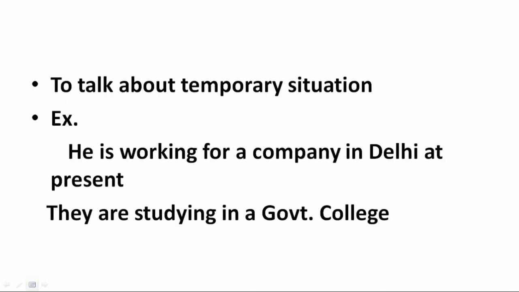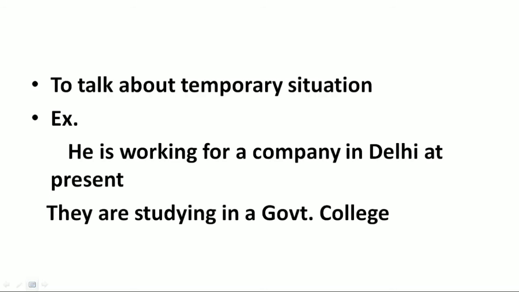The third usage of present continuous tense is to talk about temporary situations. Example, he is working for a company in Delhi at present. That means in the next day or next month or next year, that action may not be there. So in that condition, that action is a temporary action.